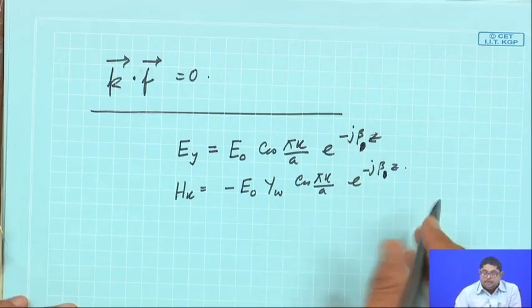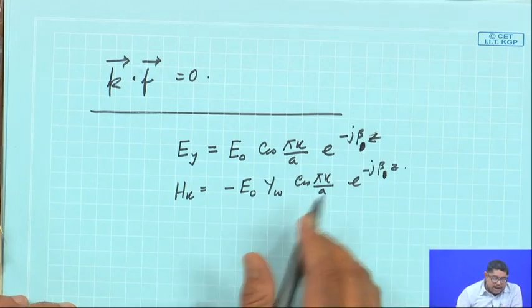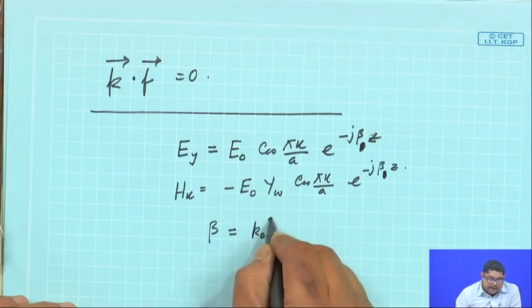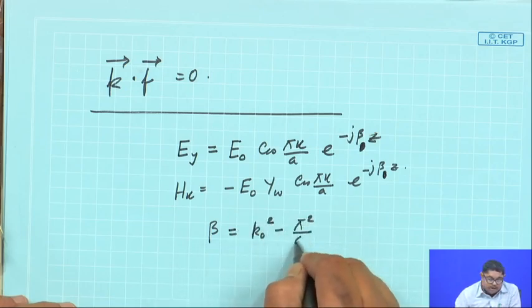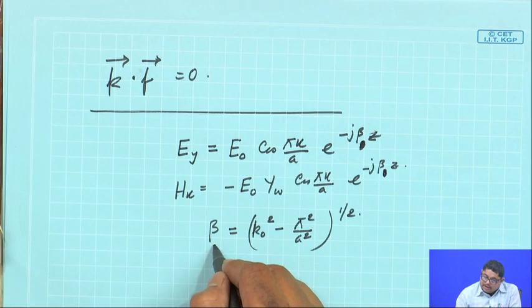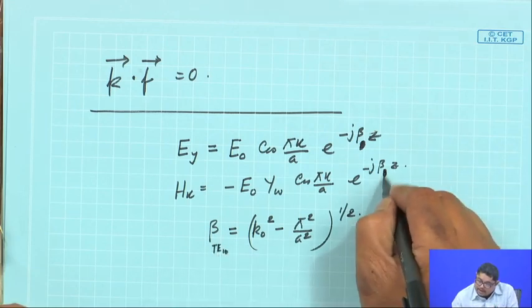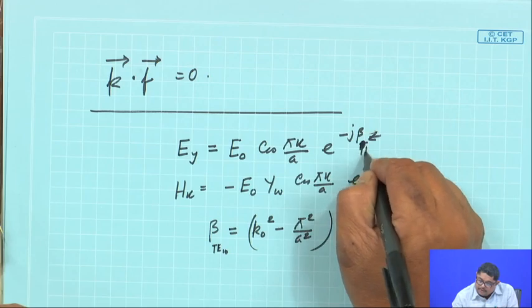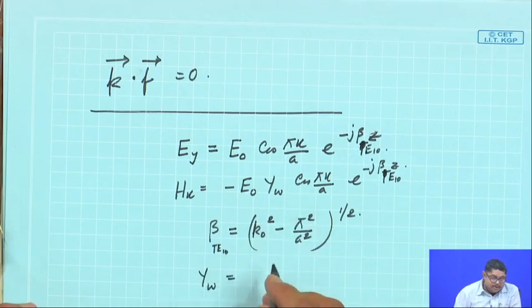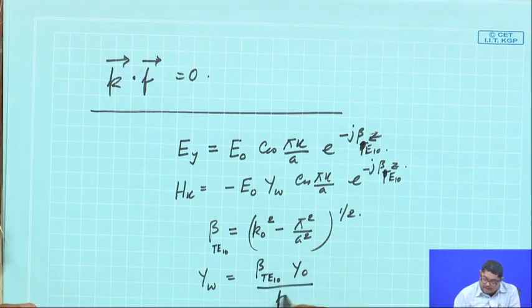So I should not call it T. Actually, this is later. And so what is beta, the propagation constant? That is k naught square minus pi square by a square whole to the power half. This is sometimes written as beta T10 also. And what is this? This is the wave admittance, and wave admittance for this mode is beta T10 y naught by k naught.